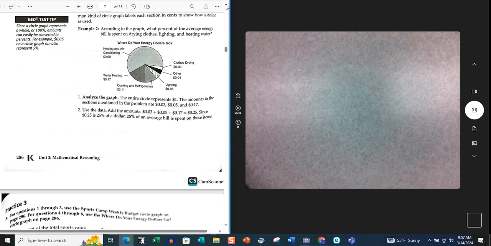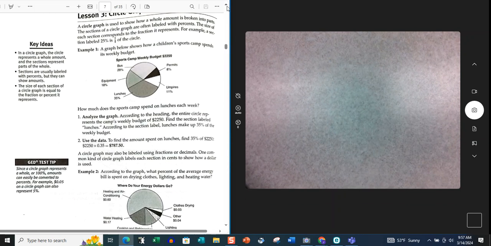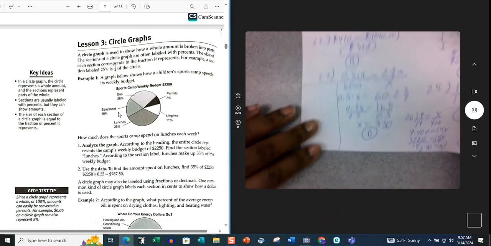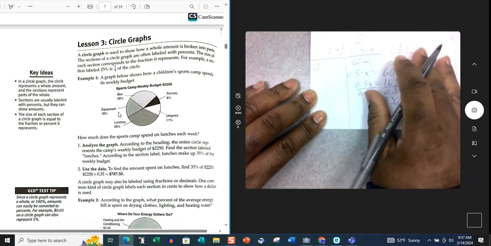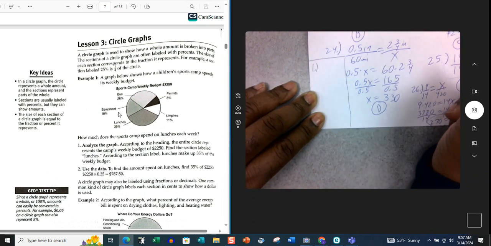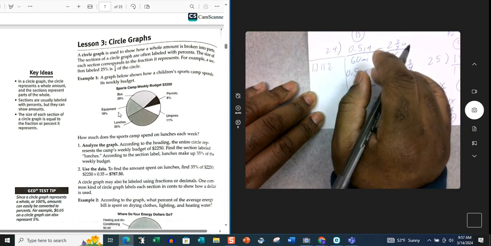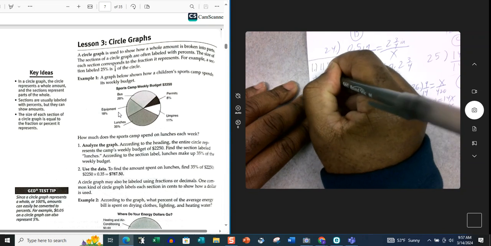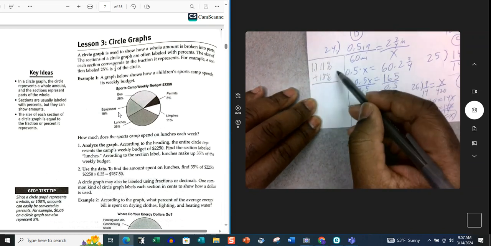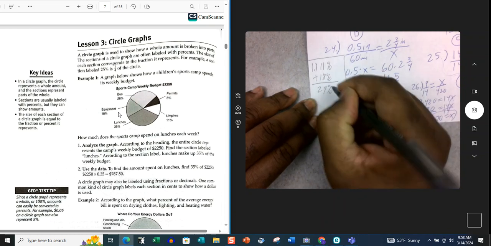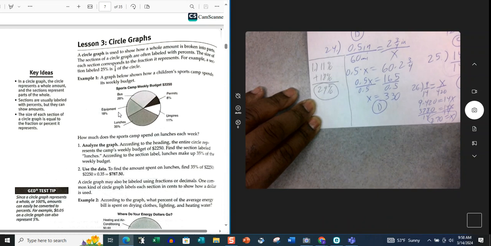So we go back up here. So we have umpires and sports equipment. All they want is, what is that percent? So we look down here. This is problem number 1. So with problem number 1, we have umpires, which is 11%. And then we have equipment, which is 18%. So we can add both of those together. 11% plus 18% gives us 29%. And that is your answer for number 1.